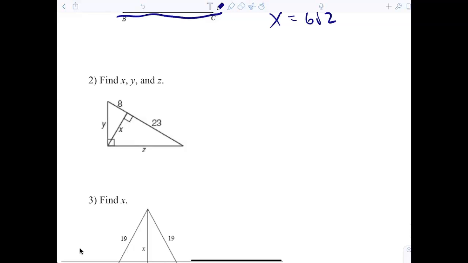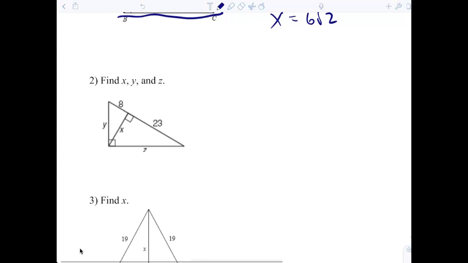Find X, Y, and Z. Super important. Now, I'm not sure what the problem here is, because once I find X, now it's just Pythagorean theorem for both of them, if you wanted to do it that way. Everybody see that? Again, it's just short leg, long leg. So I can do short leg 8 over X is equal to X over 23. Everybody good with that?